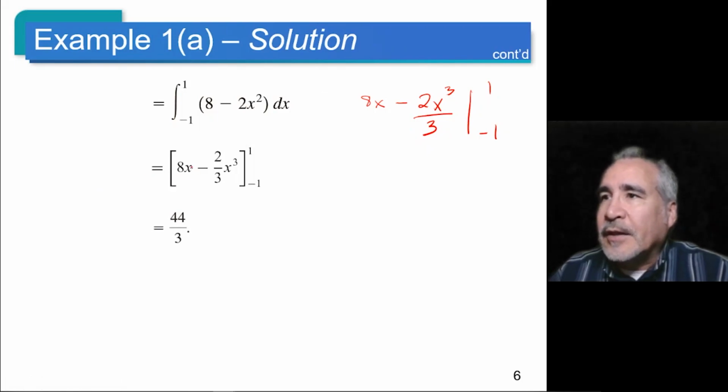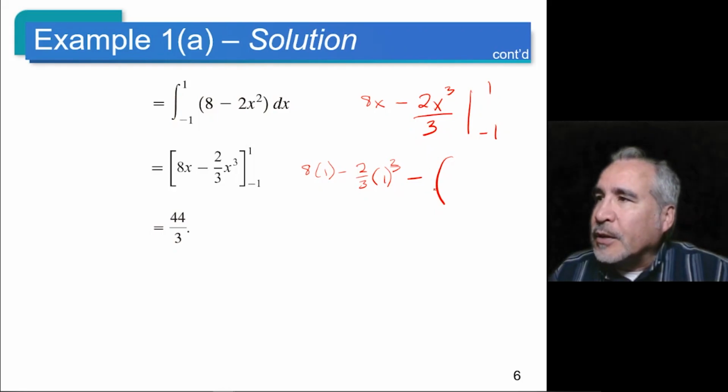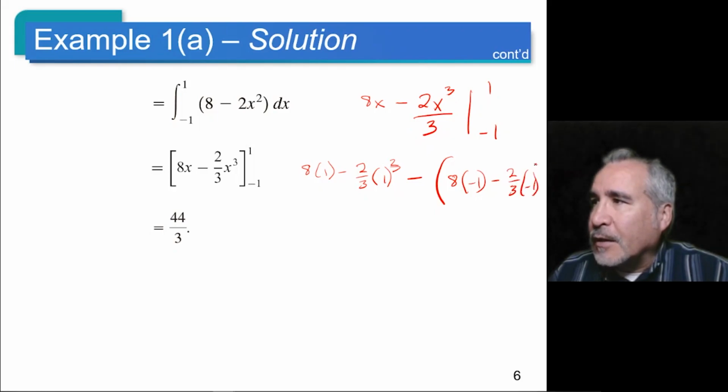I went a little bit fast here. So the way they go about this is they plug in 1 for x. So you get 8 times 1 minus 2/3, 1 cubed. It'll be the same thing either way, right? And then you subtract off what you get when you plug in the negative 1. And be careful to always put these parentheses because that negative has to distribute to all the terms. So 8 times negative 1 minus 2/3 times negative 1 to the third.